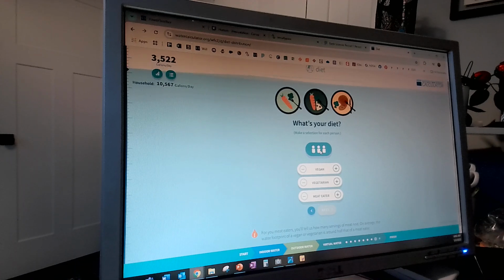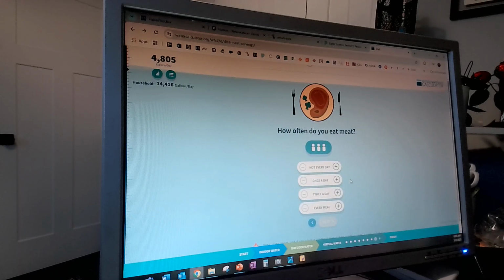What is your diet? So for all three of us, vegan is zero meat product. Vegetarian is mainly vegetables, but a little bit of milk, cheese, eggs, but typically not the actual flesh. We are omnivores in our house. Usually it's a meat and a side or whatever. So all three of us are meat eaters. So you can distribute your family with where they're at. Okay?